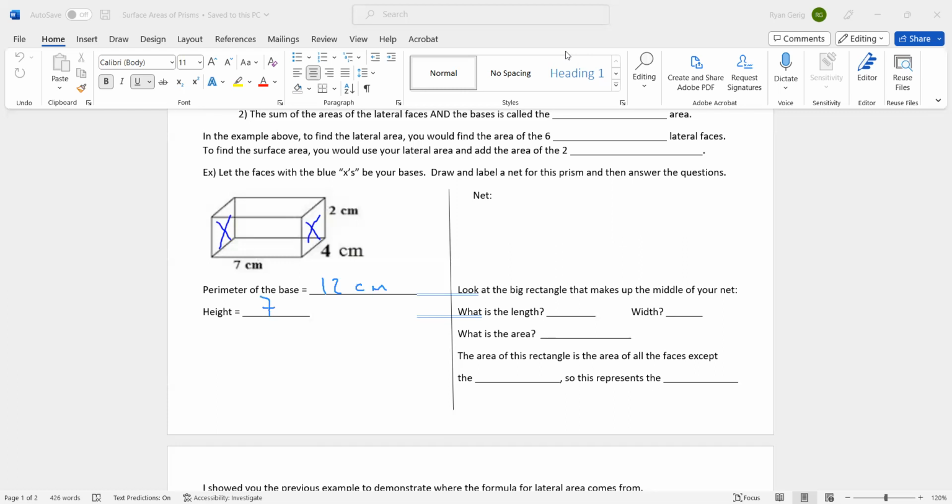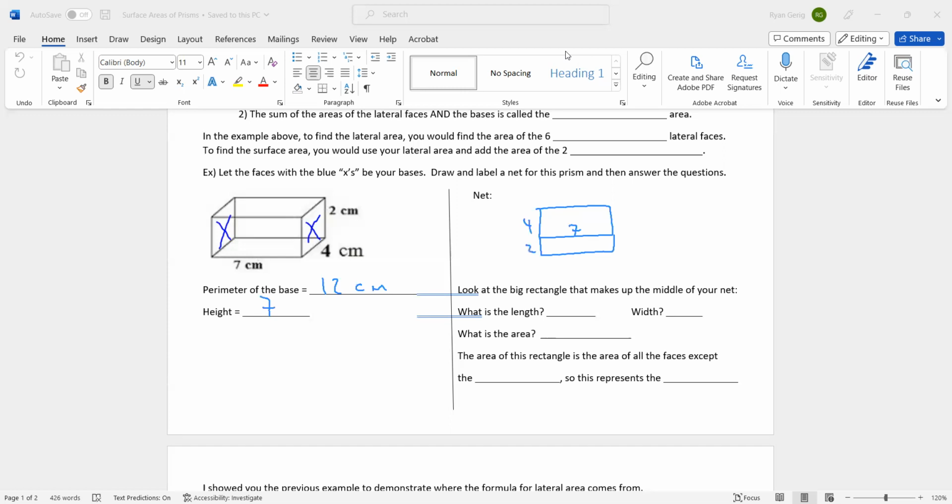Now my directions were to draw a net and label it. So I'm going to do it the same way I did with lesson 1. I'm going to cut it with the bottom part here. I'm going to let the front fall down. So the front is a smaller rectangle, even though it doesn't really look like it, because it's 7 by... the bottom is 7 by 4. The next one's 7 by 2.